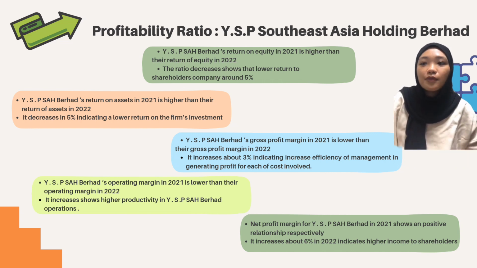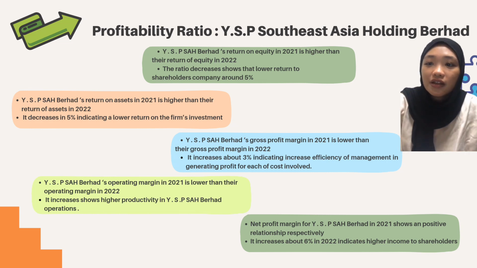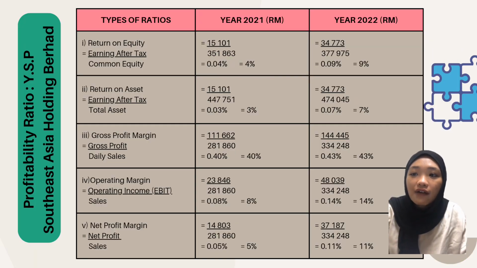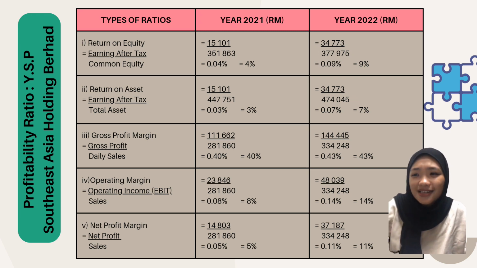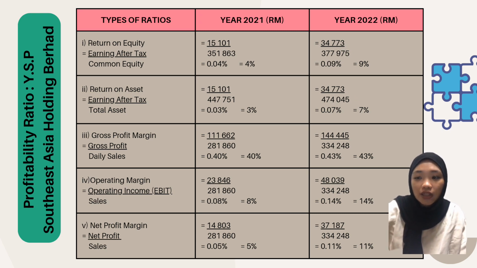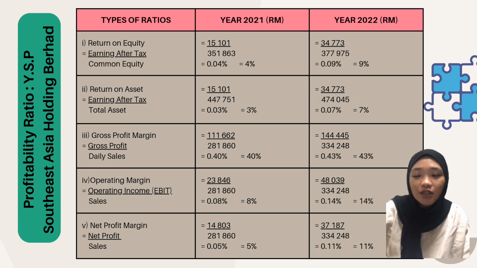There are 5 items in the profitability ratio that we have to know, which are return on equity, return on assets, gross profit margin, operating margin, and net profit margin. First thing is return on equity. We need to divide earnings after tax by common equity. On this slide, we can see YSP Southeast Asia Holding BERHAD return on equity in 2021 is higher than their return on equity in 2022. The ratio decreases from 9% to 4%, showing a lower return to shareholders of around 5%.